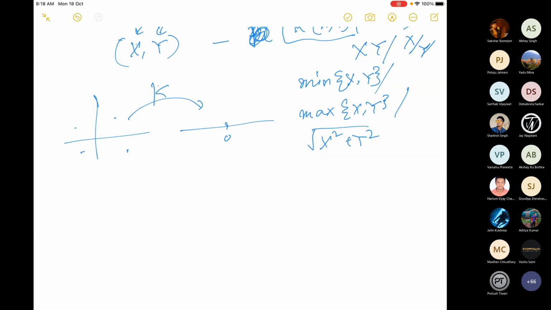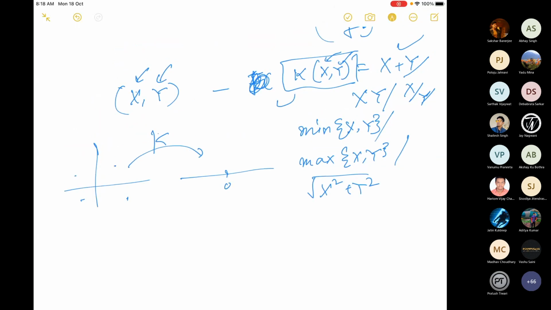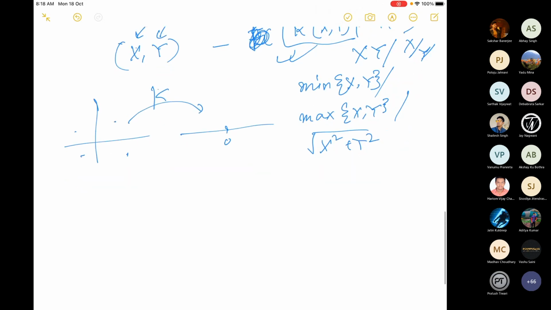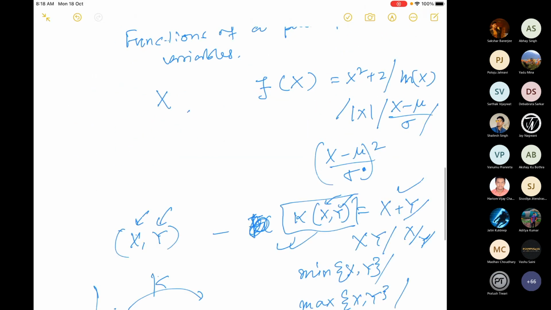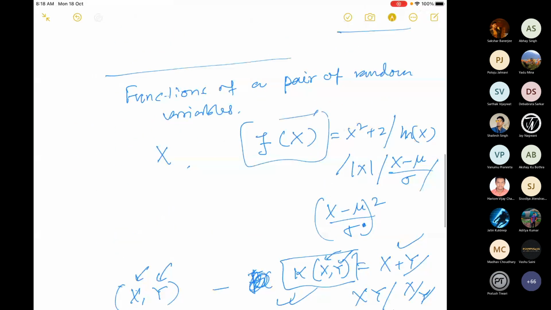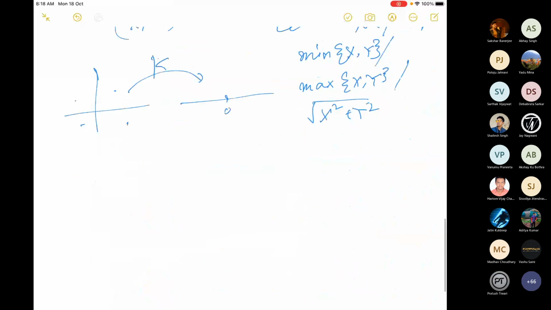So the idea here is, what is the PDF of k of (x, y)? That's the goal here. Now just recall, when we talked about a function of a single random variable like this here, we proved a theorem.